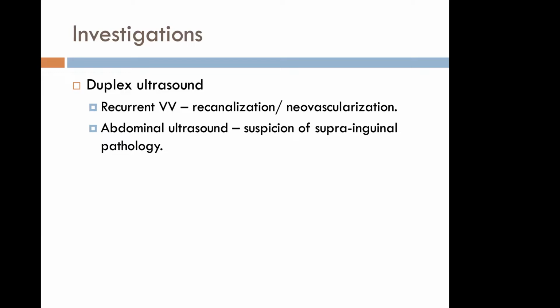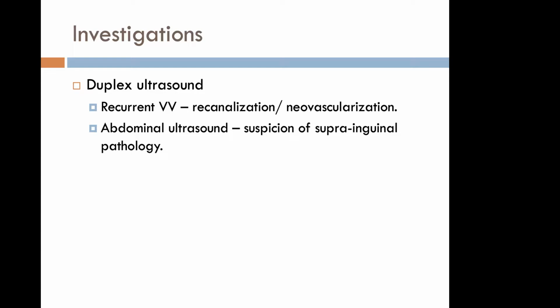Now, you do get some patients who present with recurrent varicose veins. Now, meaning they've had previous treatment for varicose veins, now they come with the recurrence. And a duplex ultrasound is a very good tool to give you an idea of the cause of this. Now, if a patient has had previous endovenous ablation, you may pick up recanalization. If they've had previous vein stripping, you may pick up the presence of neovascularization. And we would only do the abdominal ultrasound if we're suspecting that there's pathology above the inguinal ligament.